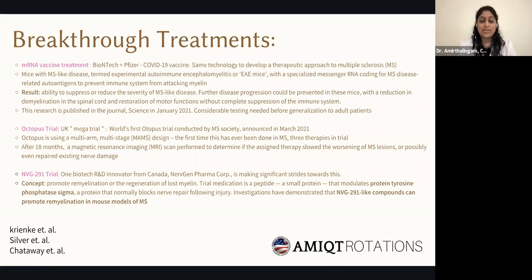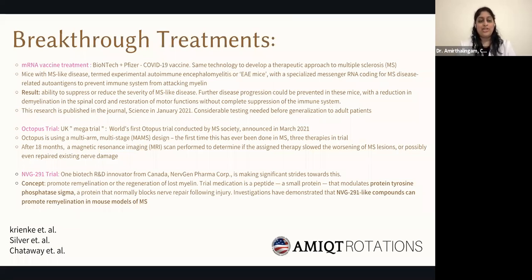Next, we have the Octopus trial. It's a UK mega trial. It's the first Octopus trial to be conducted by the MS Society, and this was announced in March of this year. It's a multi-arm, multi-stage design. What they're doing here is after 18 months, they will be examining the MRI of the patients to see if there's any slow worsening of the lesions, and to see if even nerve repair can be assessed.